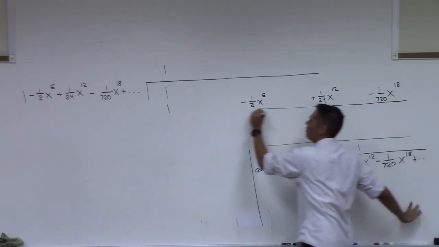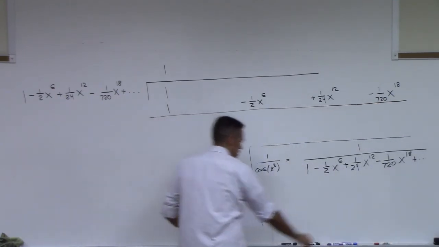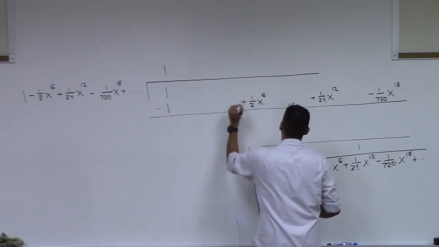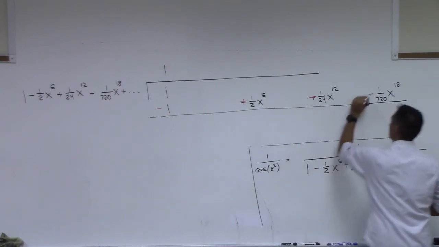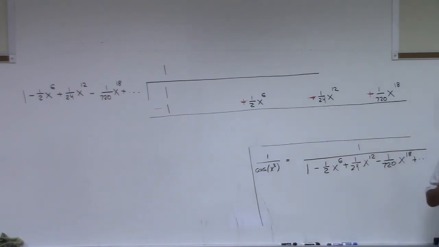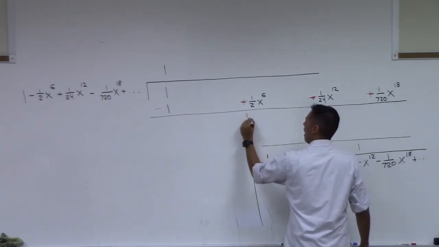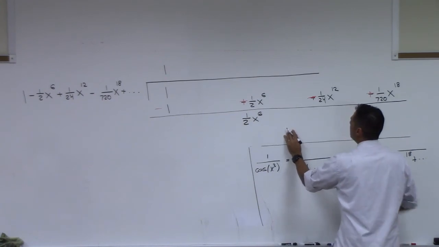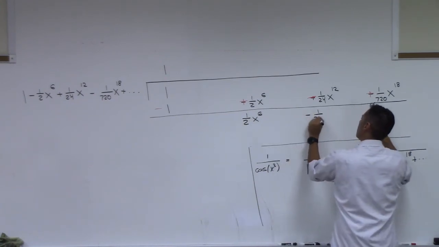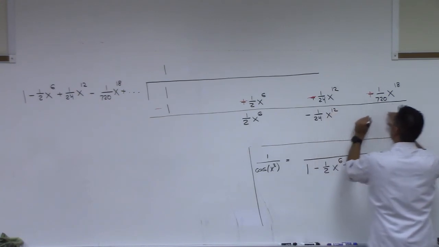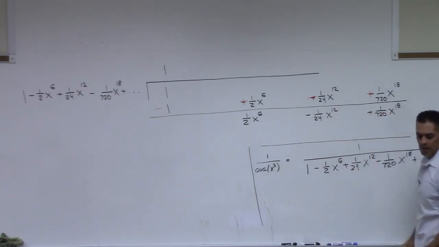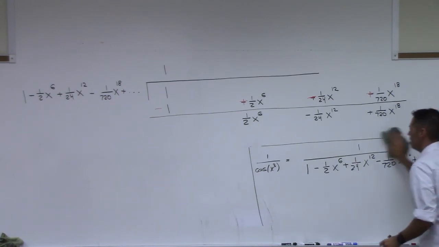So I have to come through and subtract. So all my positives become minuses, my minuses become pluses, right? And now I add down. So when I add down, what do I get? 1 half x to the 6th, all right? And then minus 1 over 24 x to the 12th, then over here plus 1 over 720 x to the 18th. Okay, what's the next step with long division?